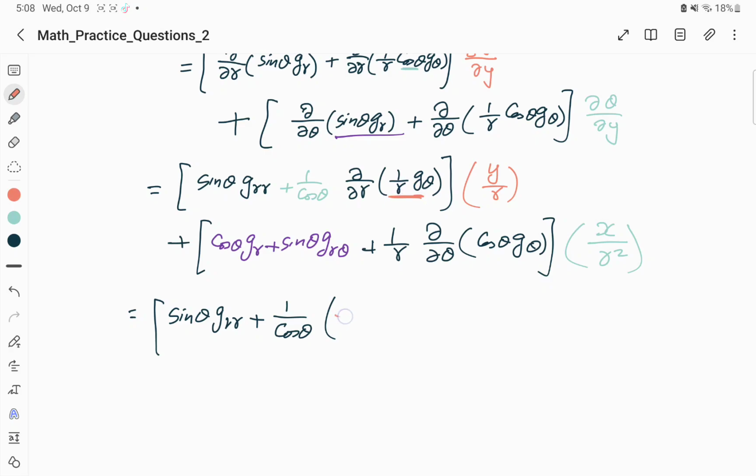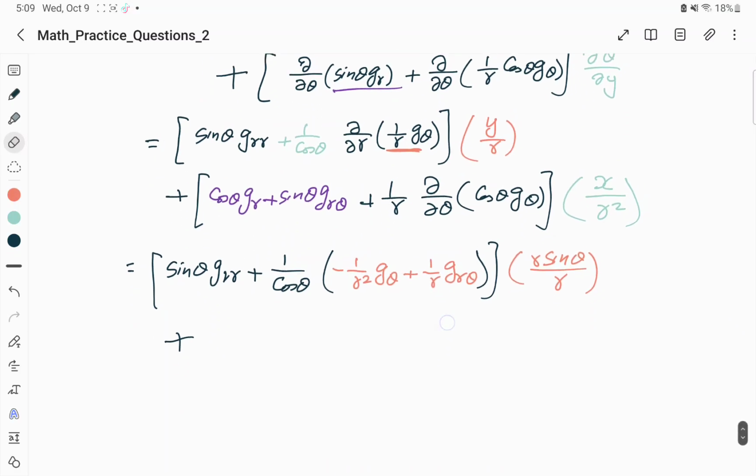So the derivative of 1 over r will be negative 1 over r square, g theta will be as it is, and then 1 over r will be as it is. Derivative of g theta with respect to r will be g r theta. And here the value of y we know is r sine theta, so it will be r sine theta divided by r.